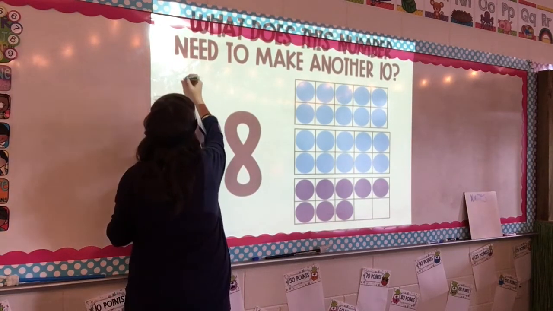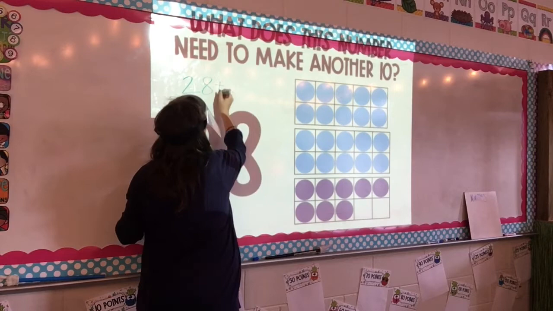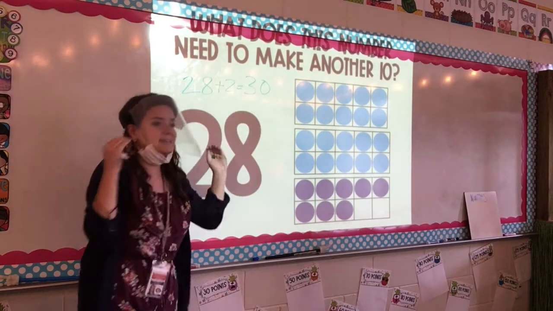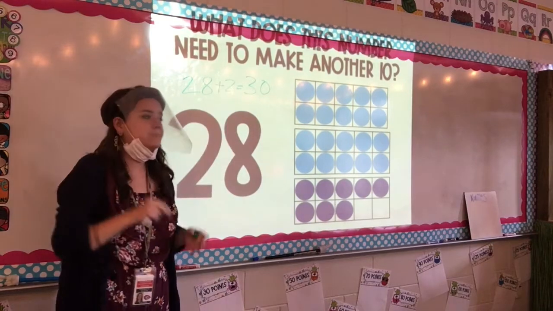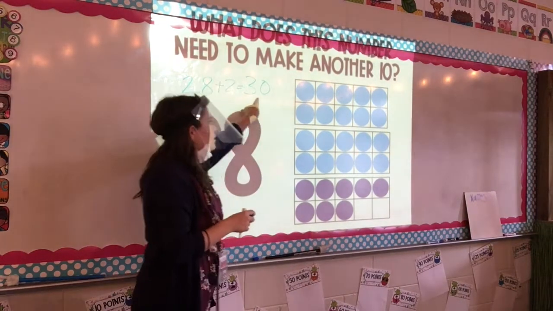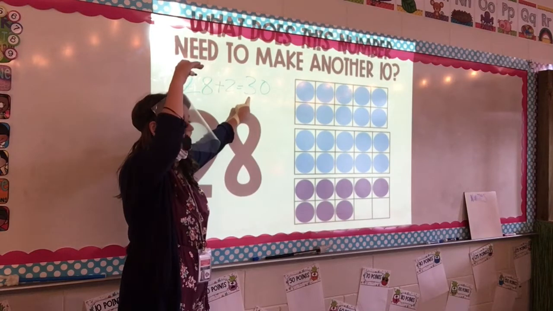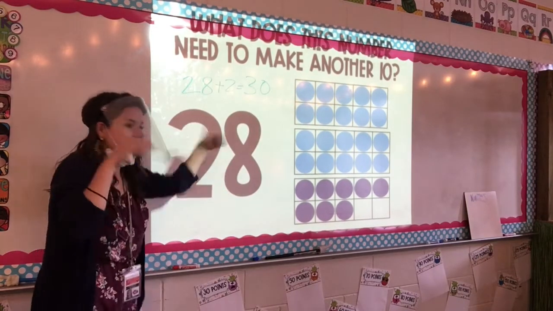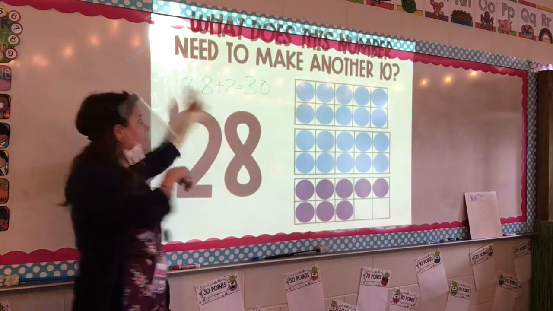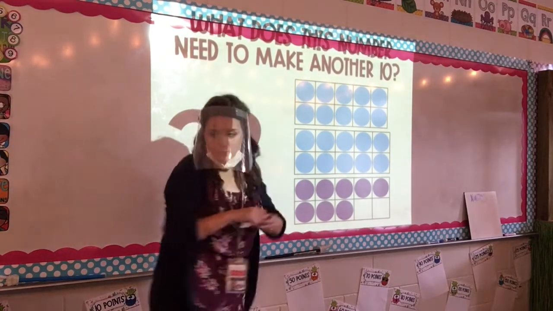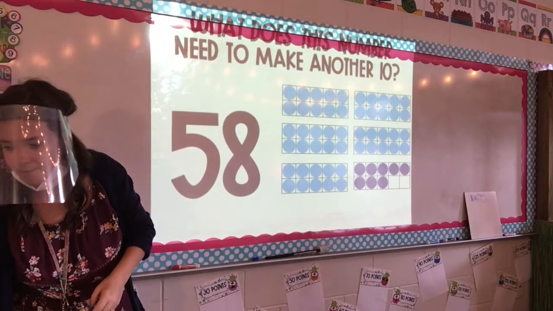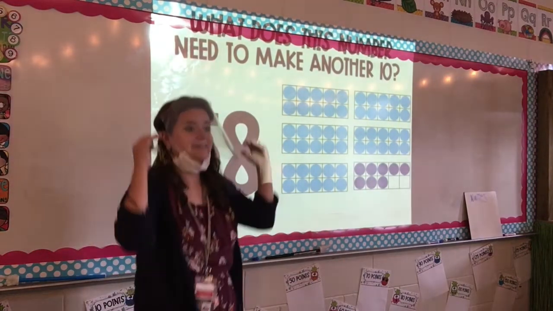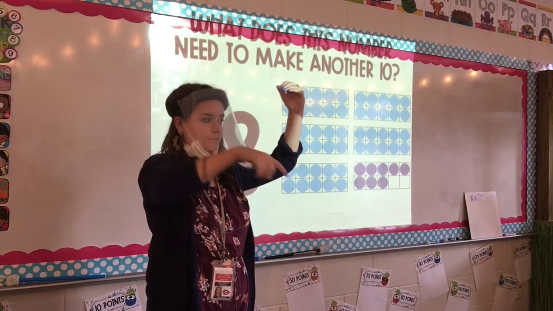And I'll write this one down. 28 needs 2 to make the next 10. So whenever I say the next 10, I'm talking about a number that goes up to the next 10 with a 0 in that place. So 28, the next 10 would be 30. Look at this one. What does 58 need to make its next 10? So let's get gorgeous.